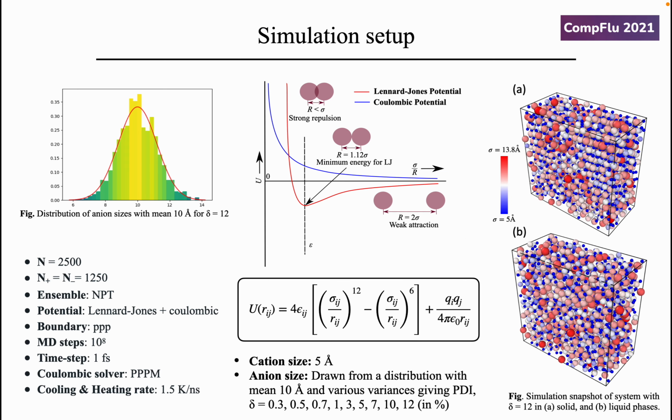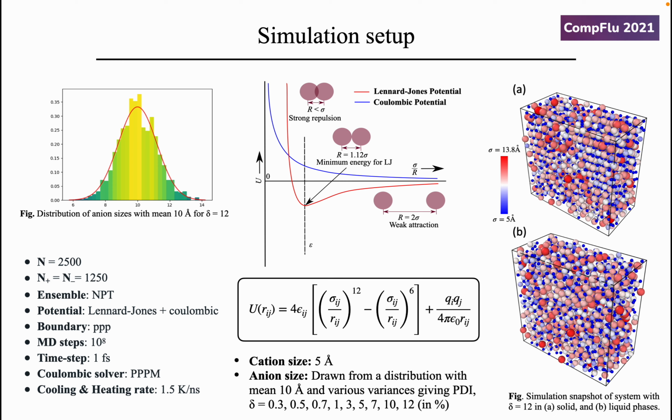In order to study this, we perform classical molecular dynamics simulation using the LAMMPS package. We considered 2500 particles, in which there are equal numbers of cations and anions. Between each particle, the potential is Lennard-Jones and Coulombic potential combined, with the expression given here in the middle, inside the box.